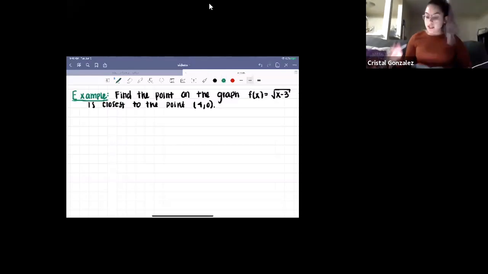All right, everybody. So today we're going to do another example. We're continuing on 4.5, which is optimization problems.